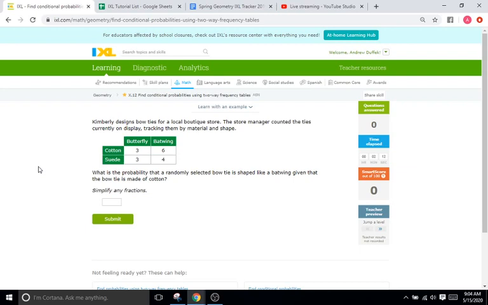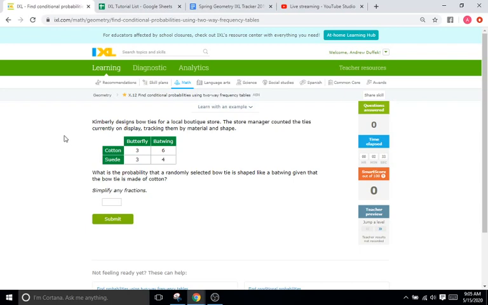This is Mr. Duffick, and today we are doing IXL X12, which is finding conditional probabilities using two-way frequency tables. These are very similar to the frequency tables you see in X8, except the conditions are going to be a little different. And this is how. So I'll read the question here.